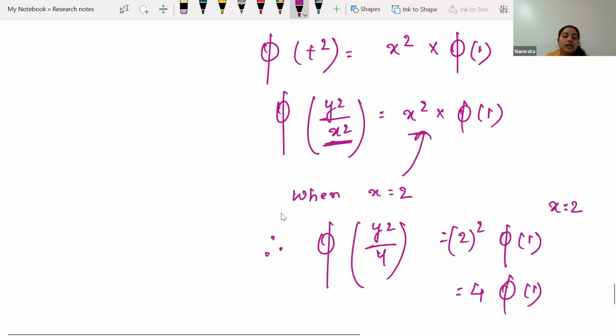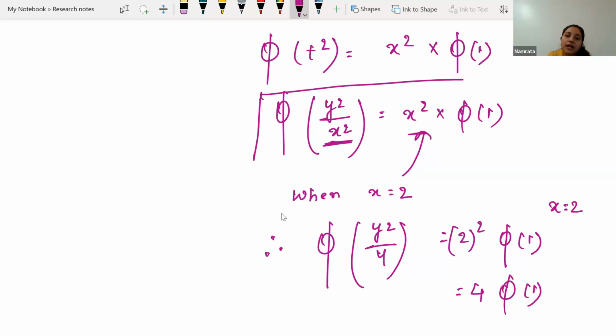In the question it is asked to find the value of phi of y square by 4. So we think that phi of y square by x square we have in hand. How to find y square by 4? That indicates that we need to take x equal to 2 over here. And once we have taken x equal to 2, we got our answer, 4 phi of 1, as one of the options. Is it clear?